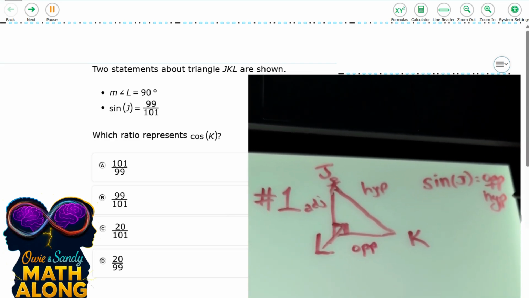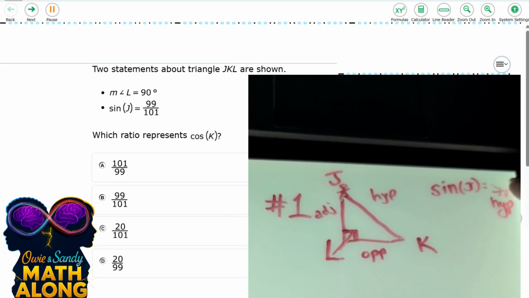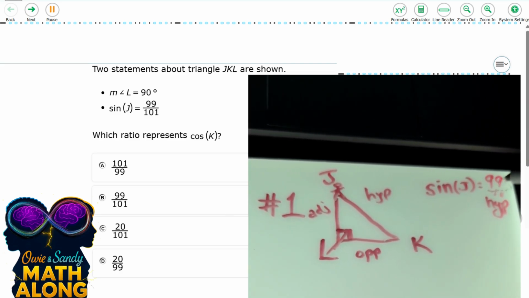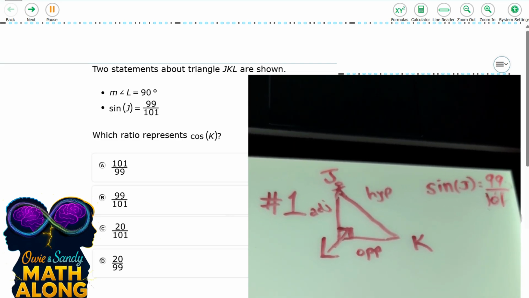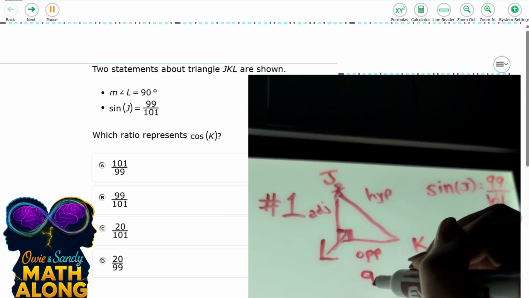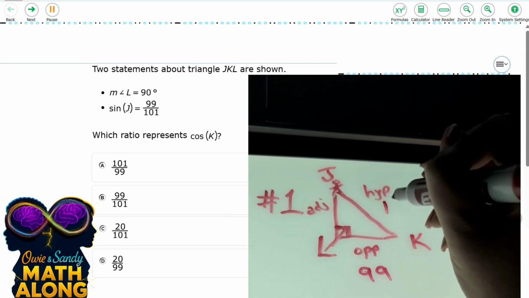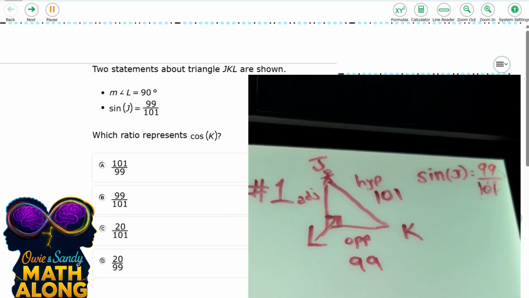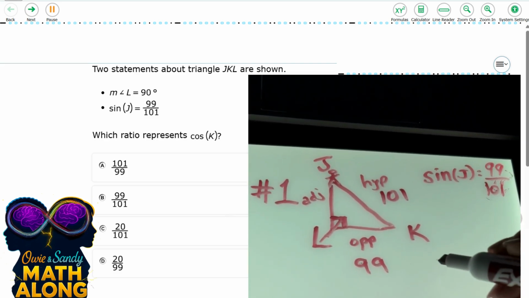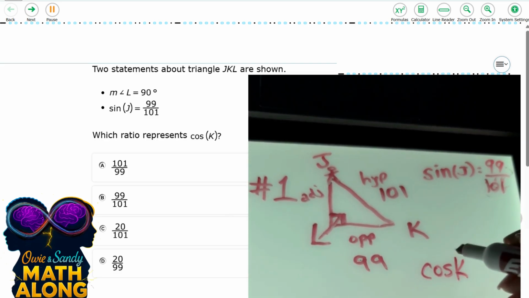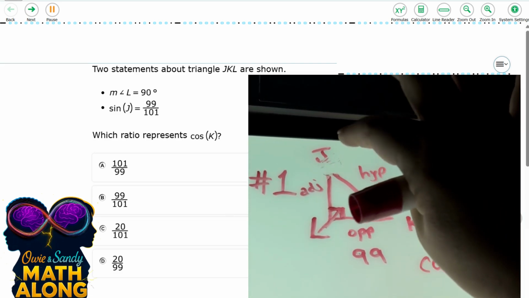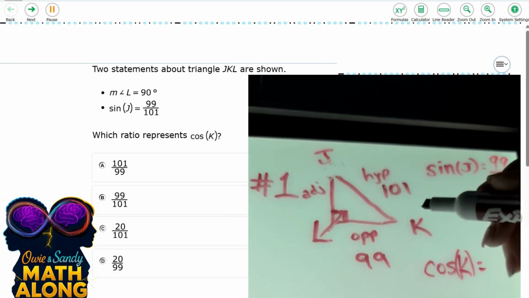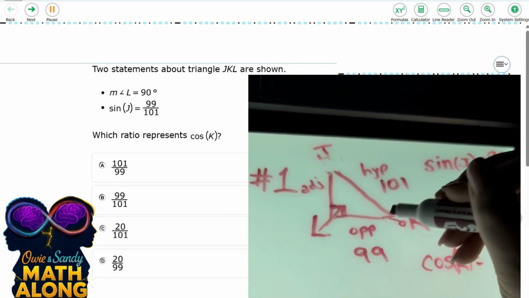Now, sine is opposite over hypotenuse, and they said sine is 99 over 101. So that means this is 99, and our hypotenuse is 101. They want to know what is cosine of K. That means we are going to walk over here. We're going to stand on this angle now instead.